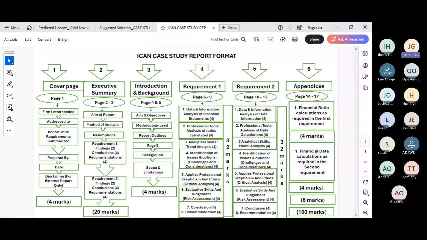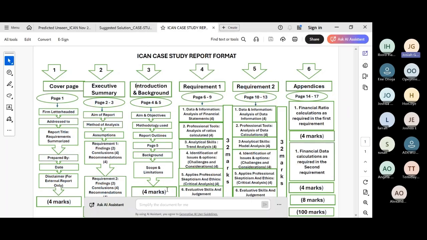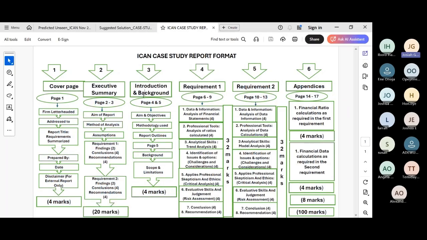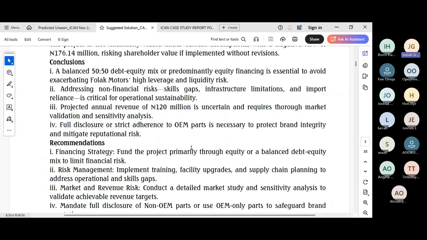So a lot of people don't do this, but it's 4 marks. But please try to do it. It helps you. Maybe you're having 49, 48. You don't know when you need these small 4 marks. So please try to do it. And that speaks to your introduction and background page.